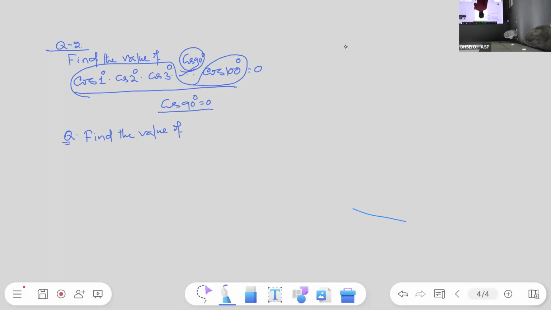Okay, next. Find the value of tan 1 degree into tan 2 degree into tan 3 degree up to tan 89 degree. Find the value of tan 1 degree into tan 2 degree up to tan 89 degree. Answer quickly.